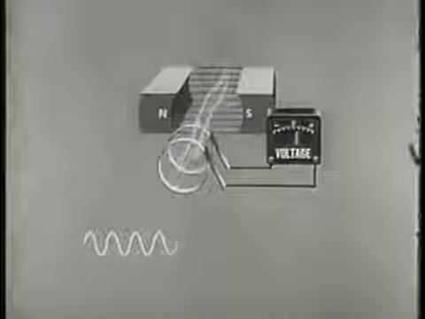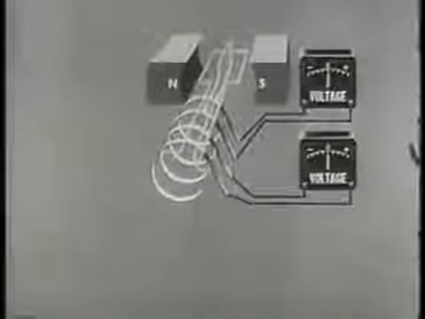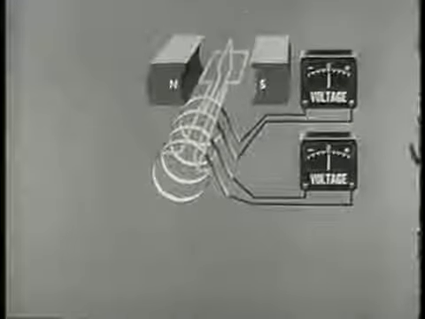The simplest AC generator shown here is the single-phase generator. This machine produces a single AC voltage. In the two-phase generator, we find two loops 90 degrees apart, and in the three-phase generator, three loops 120 degrees apart.